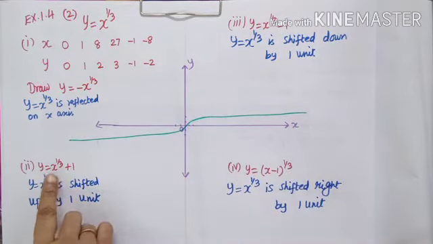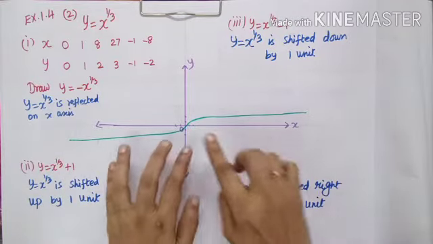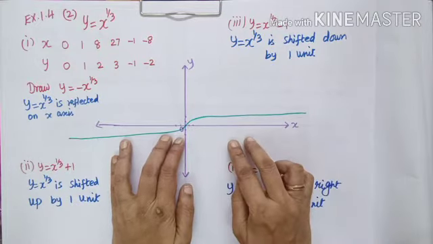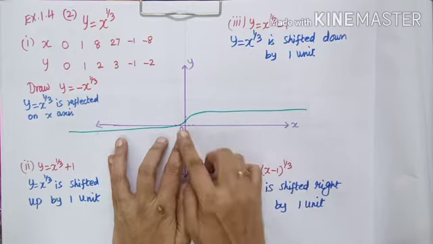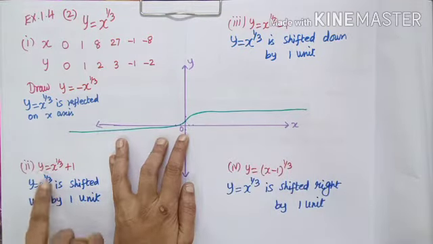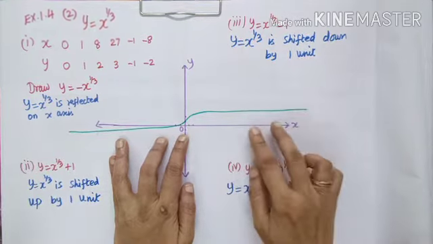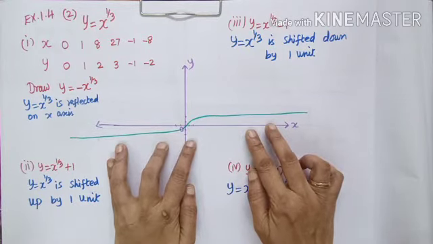Second question, x power 1 by 3 plus 1. So this is y equal to x power 1 by 3. Shift it up by 1 unit, and this is the diagram for y equal to x power 1 by 3 plus 1.